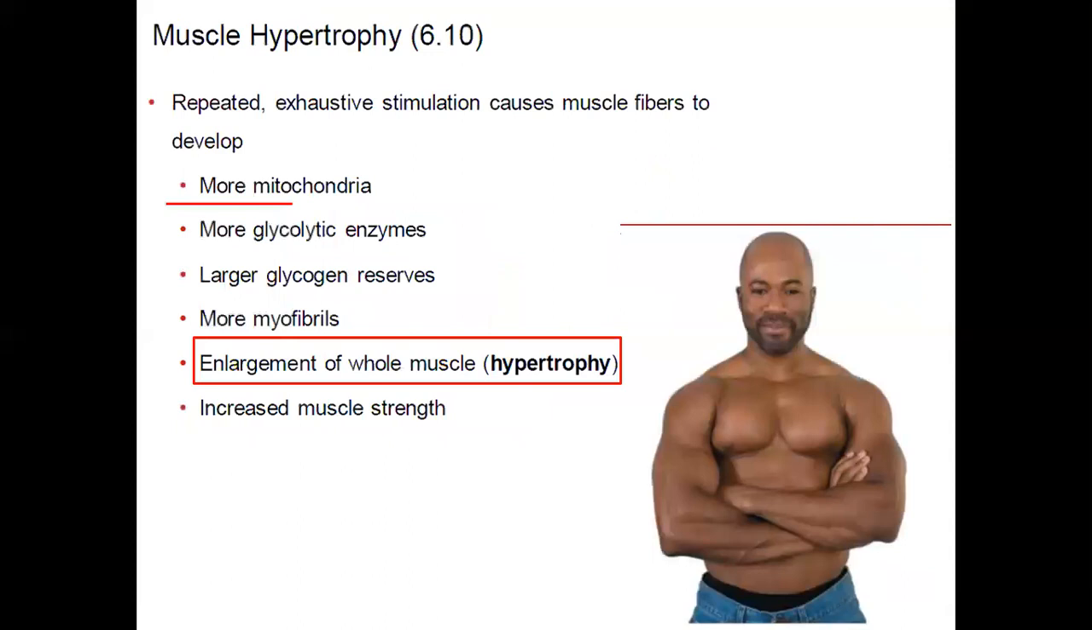Muscle hypertrophy, an example of muscle hypertrophy is this big muscly guy here. Basically, repeated exhaustive stimulation to muscle, like lifting weights in a gym to the point where you're tired or fatigued, can stimulate what's called muscle hypertrophy, which is the enlargement of the whole muscle. So the individual muscle cells get bigger. They pack more contractile proteins inside them so that you can lift more weight. So you have more myofibrils. And if you have more myofibrils, that means you have more actin and myosin, the myofilaments that make up myofibrils.